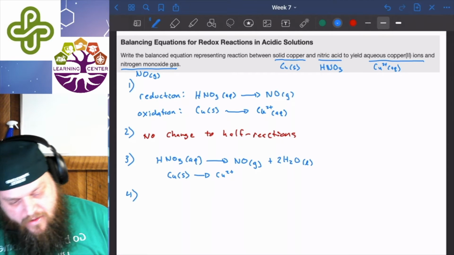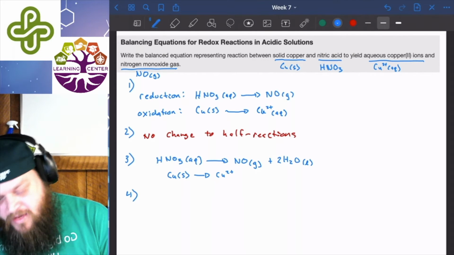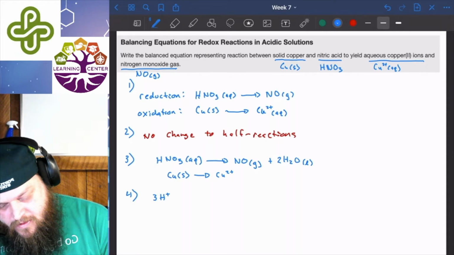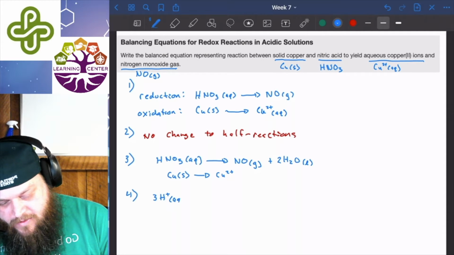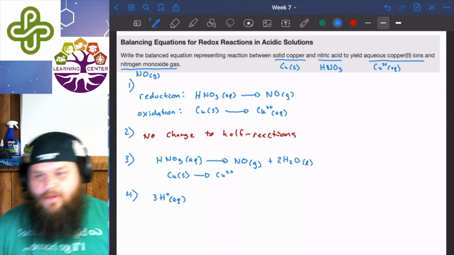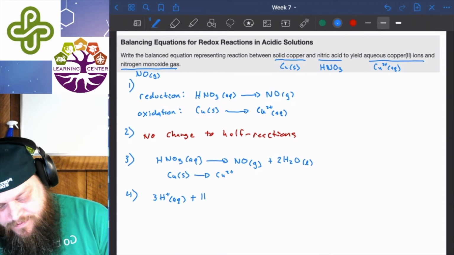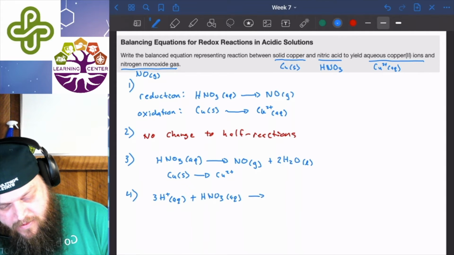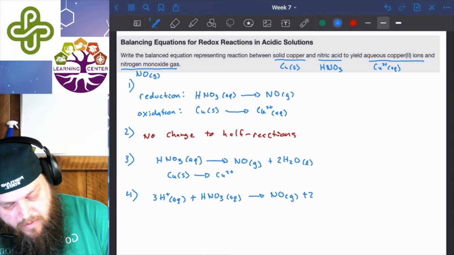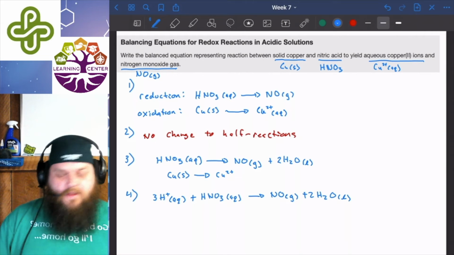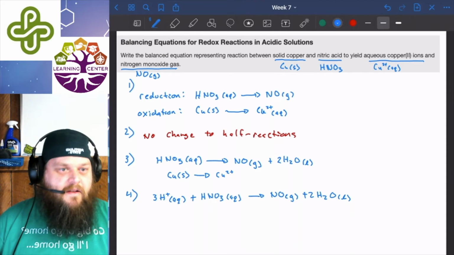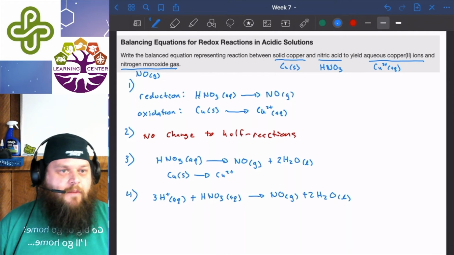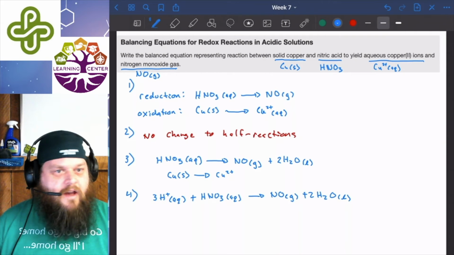So I'm missing 3 hydrogens, right? So I can do 3 H+, and it's going to be an aqueous H+. Basically, some acid is going to have to be in there, plus HNO3 aqueous. It's going to produce NO gas plus 2 H2O liquid. So now we've got our liquids balanced. Our oxygens are balanced with 4 on each side. Our nitrogens started out balanced, so we're happy there. And now we have our hydrogens balanced as well.